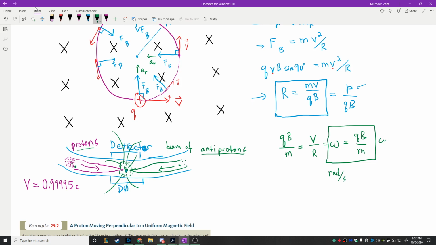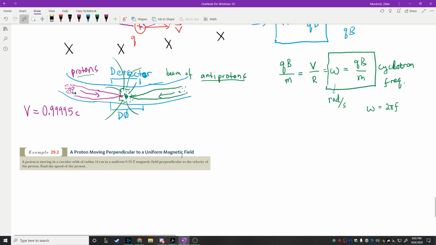I believe your book calls this the cyclotron frequency, qB over m. And this is going to show up in some of your homework problems. It also can be determined in terms of the frequency f as well, because omega is equal to, I think, 2 pi times the frequency. Okay. That'll show up in some of your homework problems. If they ask about cyclotron frequency, this is what they're asking about.